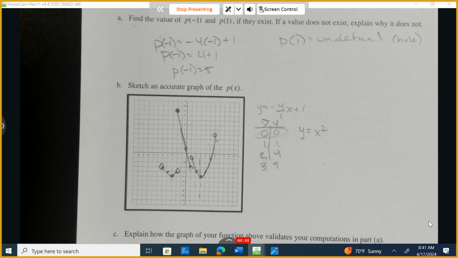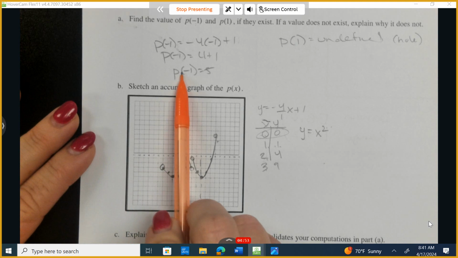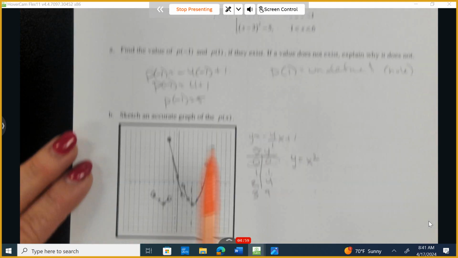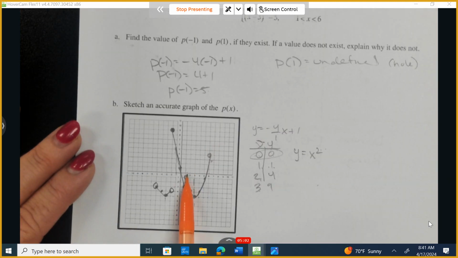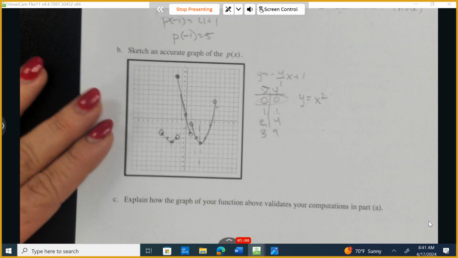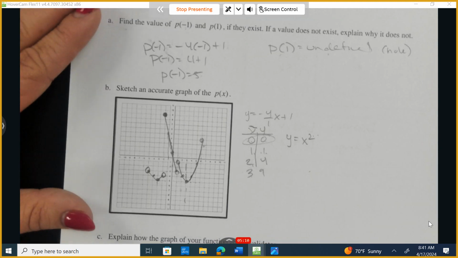Explain how the graph of your function above validates your computations for part A. So if we go to -1, we can see that the output value is 5. That verifies it or validates it. And at positive 1, x equals positive 1, if we look up and down, we do see a hole. There is no output value. It also validates that it's undefined. Determine the domain and range, and that's going to be part D. I'm going to put it over here where we can see it.